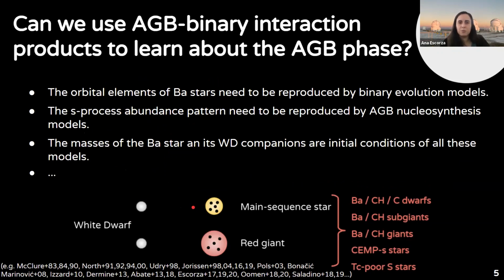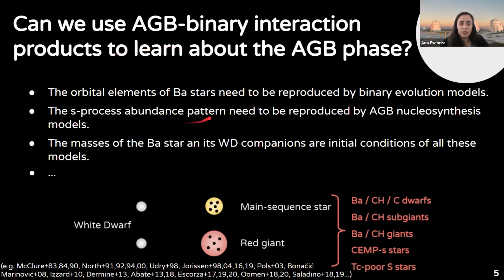So what can barium stars help us with? The orbits, these orbital parameters of systems like this, need to be reproduced by your binary evolution models. If you take binary population synthesis models and evolve binary systems all the way to the end of the AGB phase, or to the end of the post-AGB phase, the orbital elements that you get out of that need to be close enough to these barium star systems, because we know that they form this way.